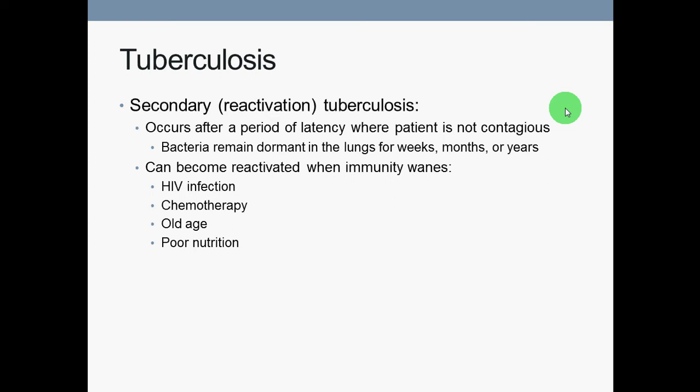But after an unknown period of time, something triggers the tuberculosis to become active again. And then we get secondary tuberculosis, reactivated tuberculosis. It can become reactivated when your immunity starts to wane for whatever reason, because you're getting older. If you develop another infection like HIV infection, or if you have cancer and you're going through chemotherapy, that can reduce your immune system. And what we see in foreign countries especially is poor nutrition can trigger TB to reactivate.